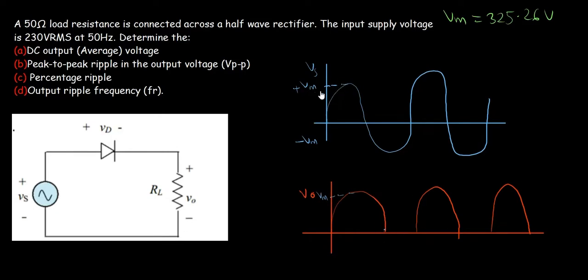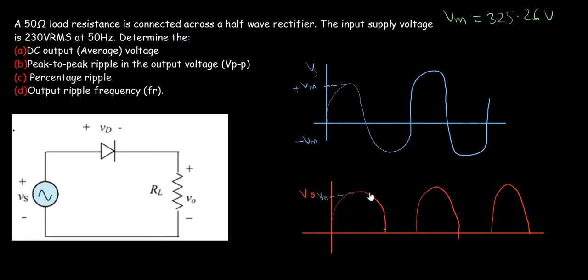So this is the maximum voltage, and then this is the minimum. This is the maximum output voltage here, and the minimum here will be 0. Okay, so what happens is that after the rectification part, the negative half will be erased, so you have just the positive part. So this will be the output voltage.